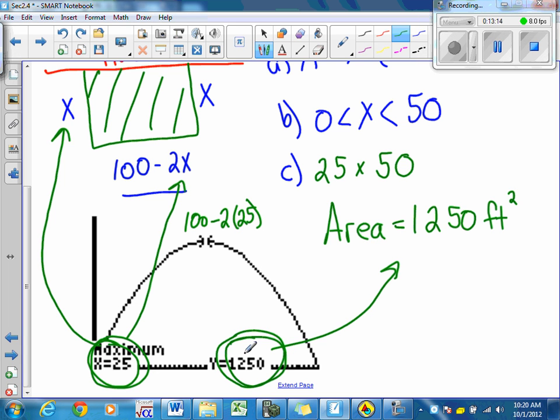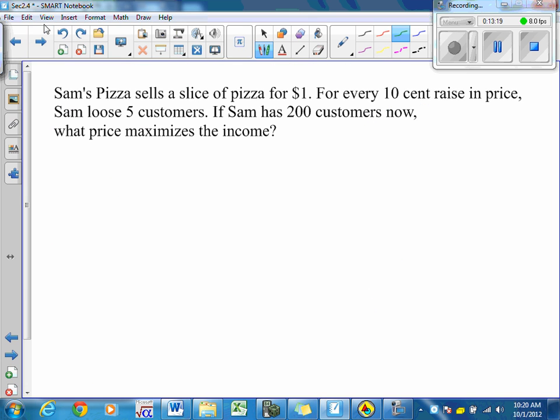Now, a couple of things to think about here. The way it works in business is if you sell something, you have to determine the price. Let's say Sam's Pizza sold one pepperoni pizza for $50. Nobody would buy one. But if somebody did, Sam would make a lot of profit on that pizza because it doesn't cost $50 to make it.